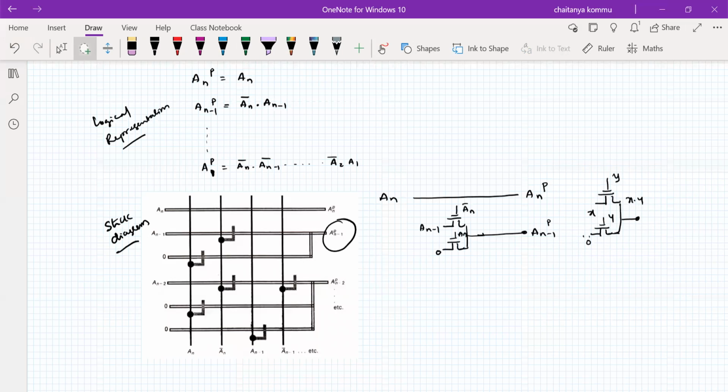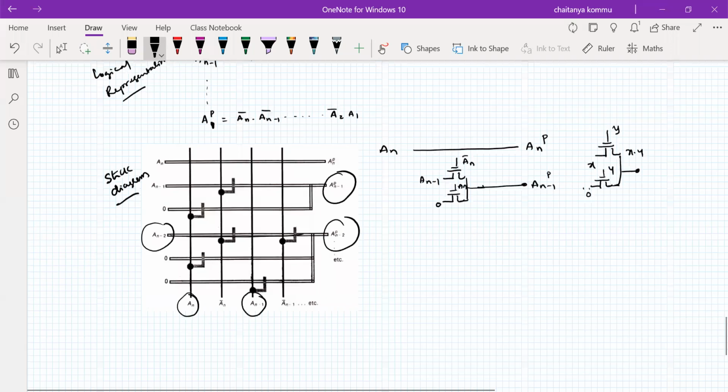Similarly, we have to generate for this one. What I have to do is that 3 lines are required. So A(n-1) is required. 0 is required for this one, 0 is required for this one, and for A(n-1) also 0 is required. But what we need is 1 for this one. So that is how we have to do it. That means we have used 3 diffusion lines here: 1, 2, 3.